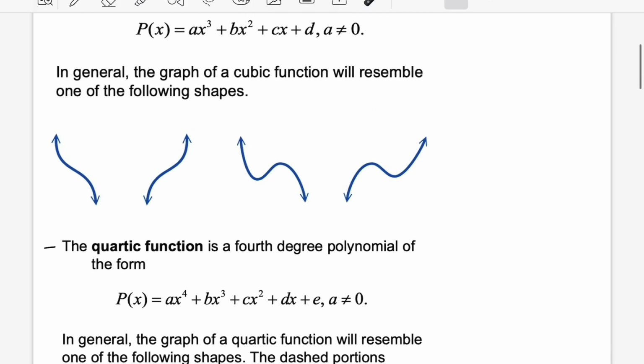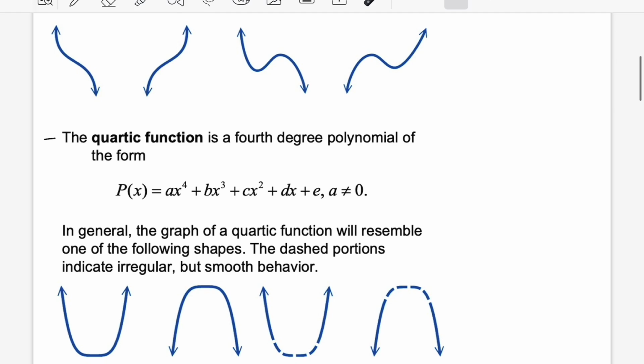And on the other hand, a quartic function is a fourth degree polynomial of this form here. And as we can see, the highest power here is x to the fourth. And then the rest of our terms are written in decreasing order of the power of these variables. Okay. And then in general, the graph of a quartic function will look like one of these guys here.